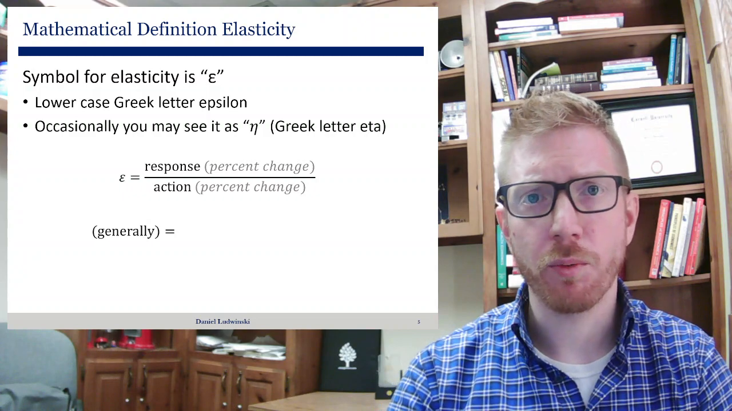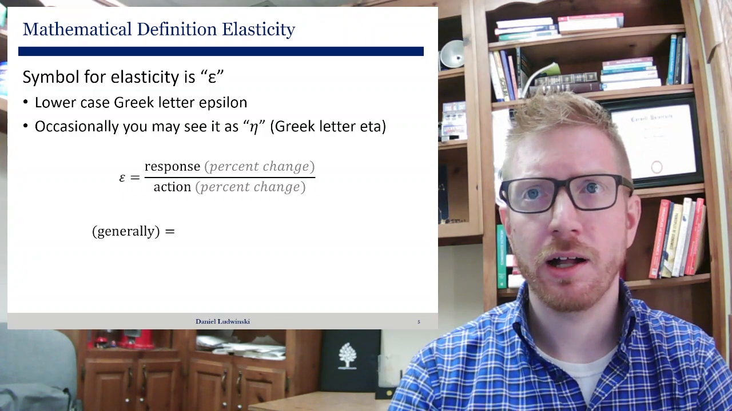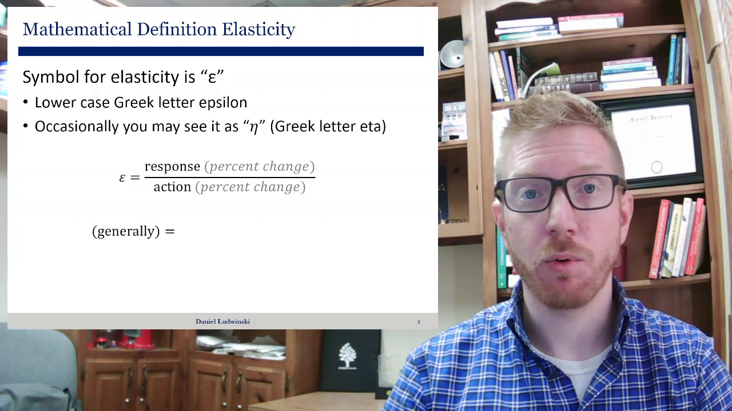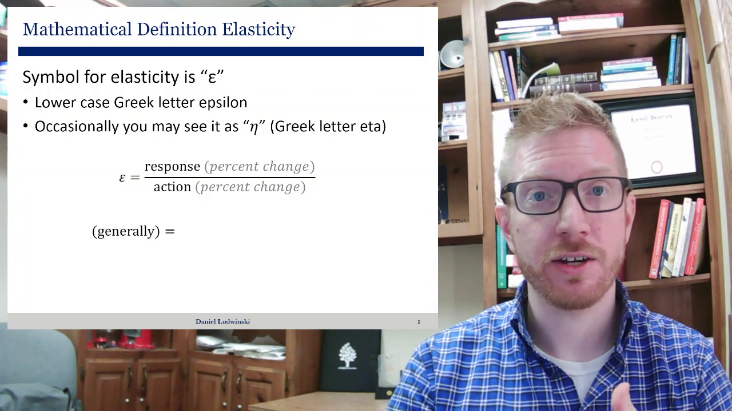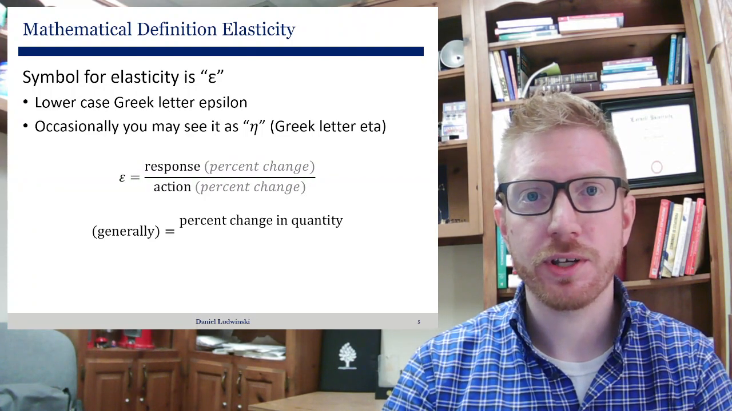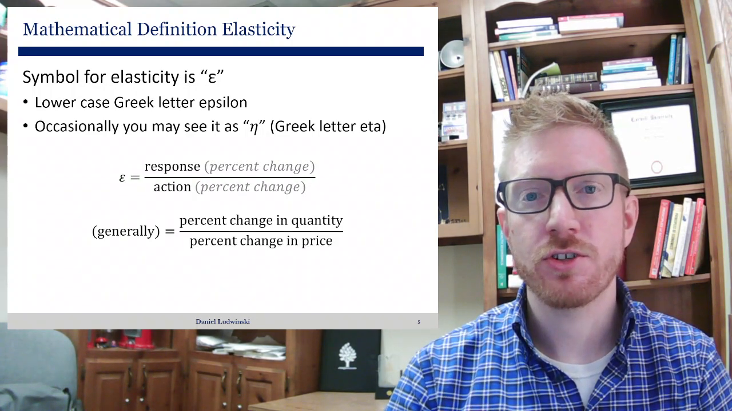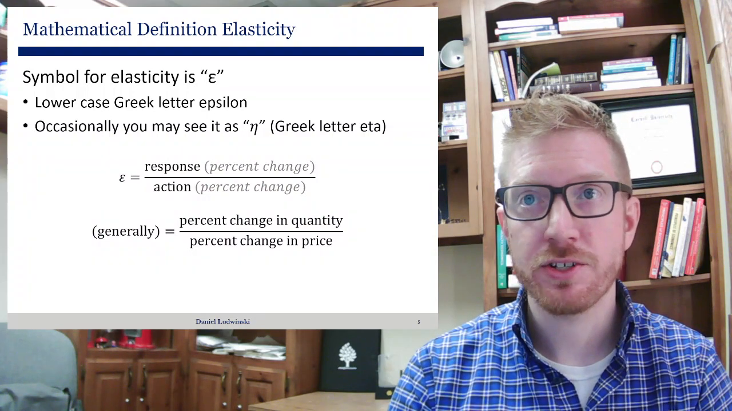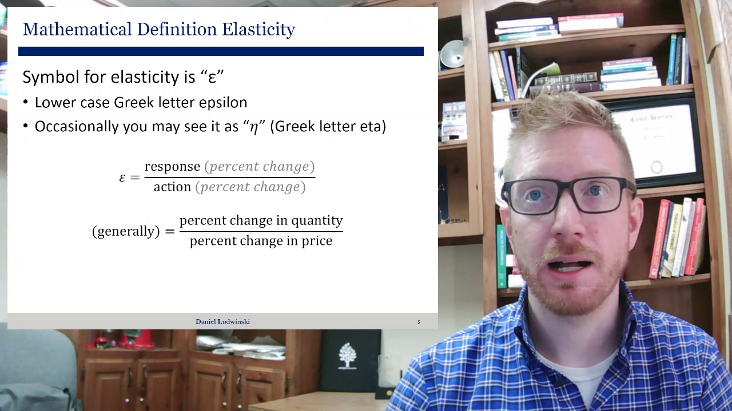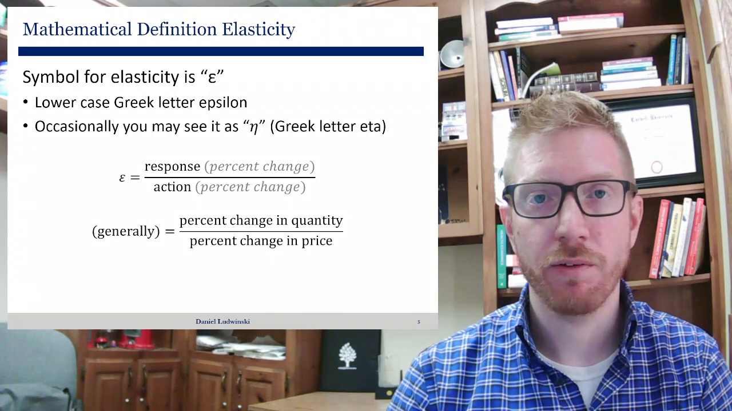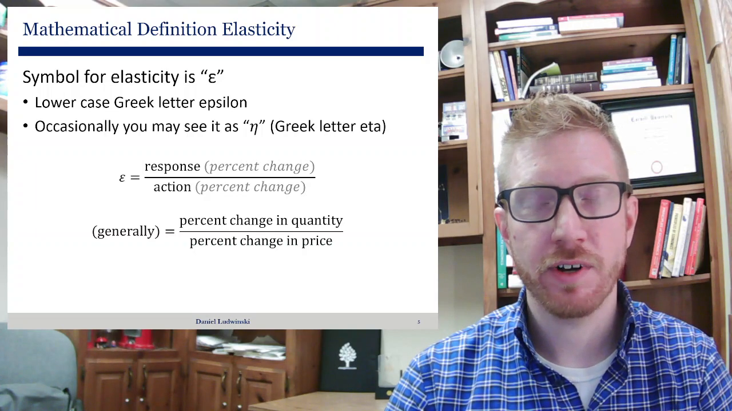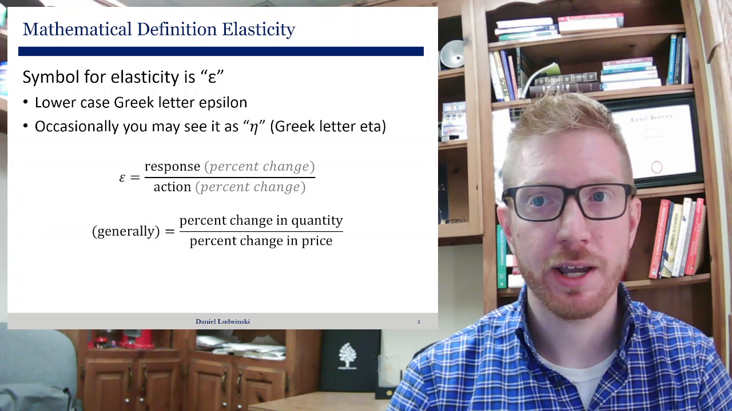Generally, for what we're going to be talking about, the response is going to be a quantity, whether it's changes in demand or supply, and the action is going to be movements in price. So what we're generally going to be talking about in this course for elasticity, not always the case, but more often than not, is we're going to have a percent change in quantity divided by a percent change in price.